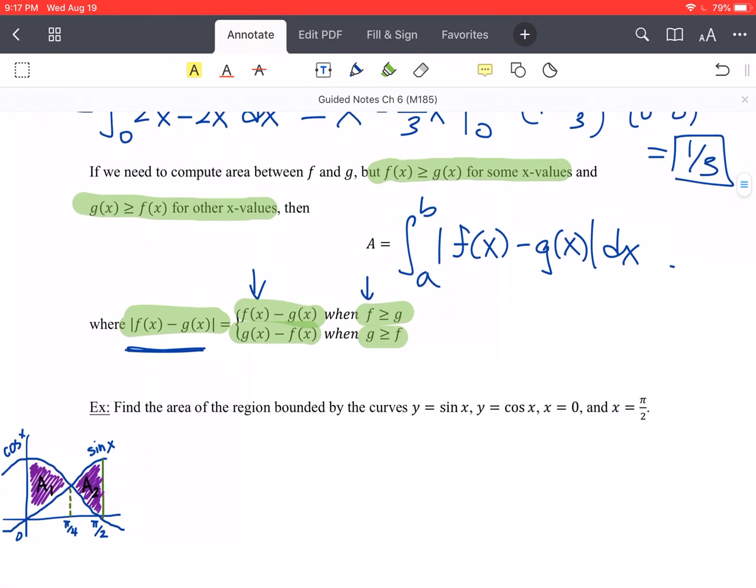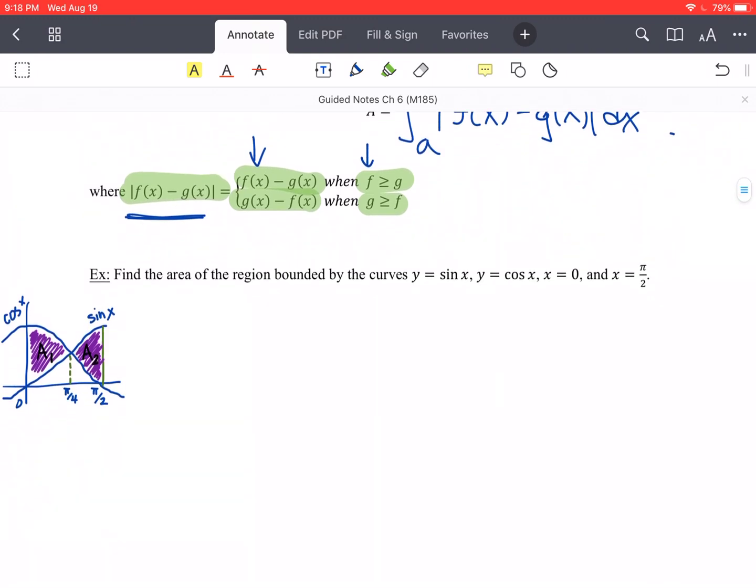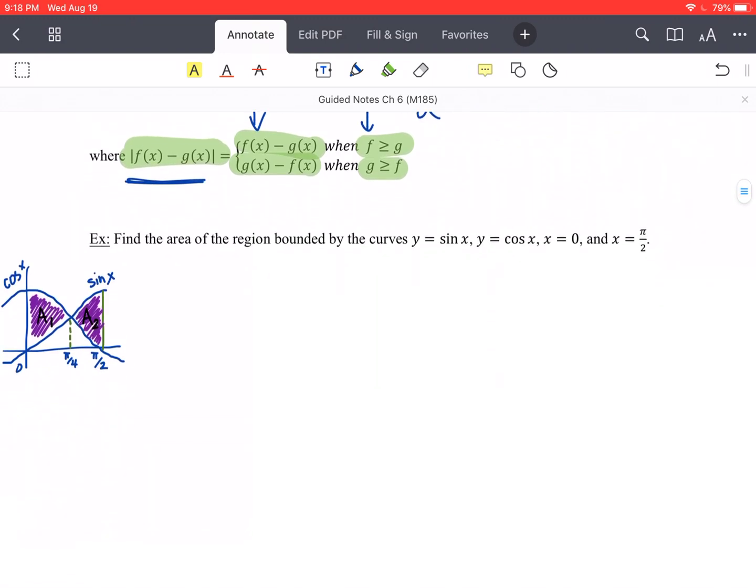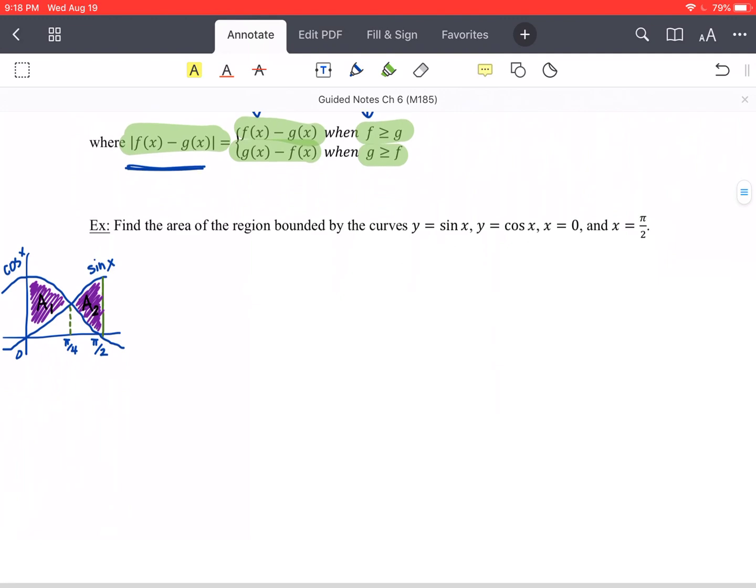Okay, so in this example, you can see why this is important, and I already have a little diagram over here. So find the area of the region bounded by the curves y equals sine of x, y equals cosine of x, x equals 0, and x equals pi over 2.